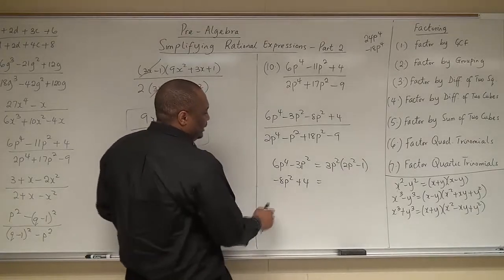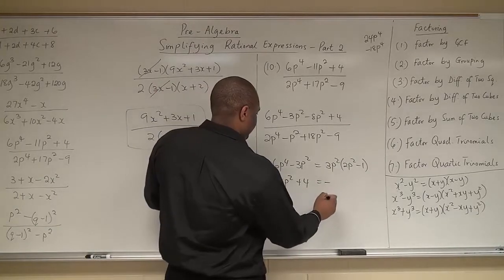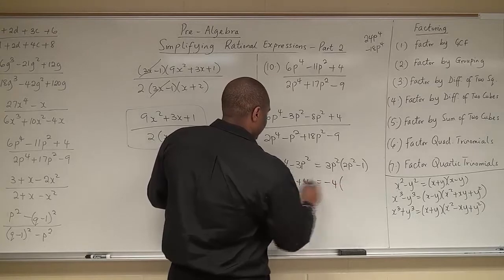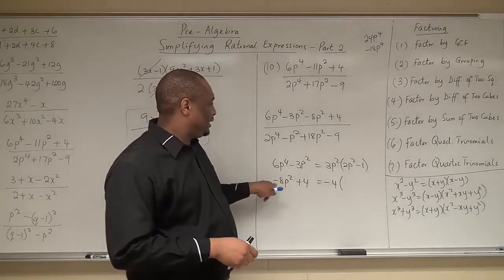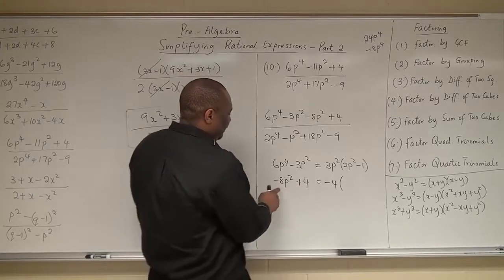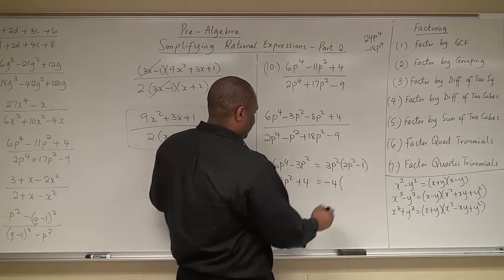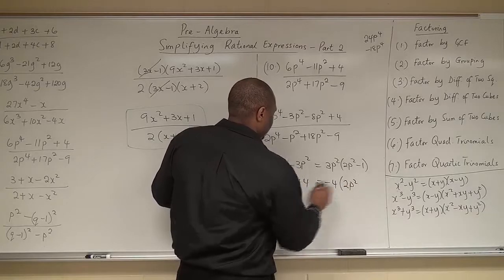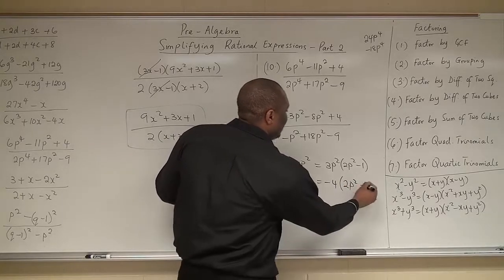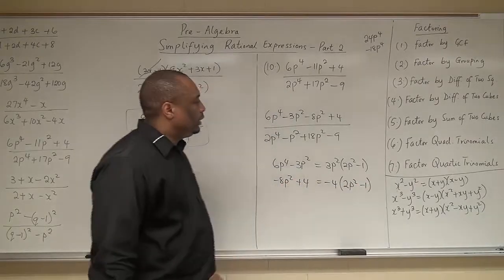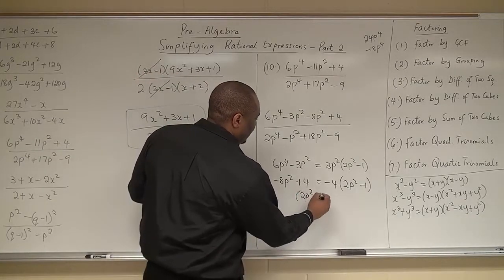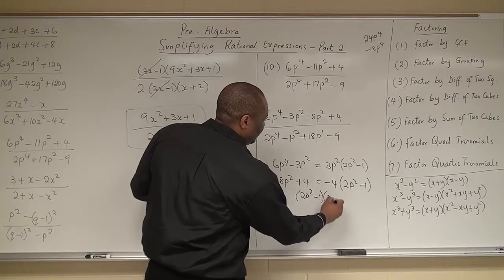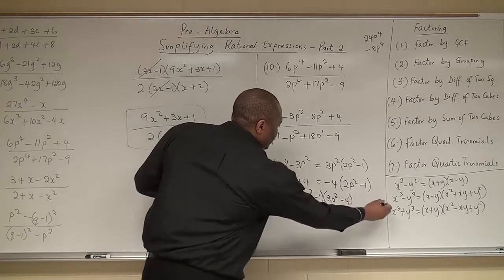Okay? And then this one is -4, because you have to factor out the negative. It has the leading negative, so you factor out the negative. -8p^2 divided by -4 is 2p^2. Plus 4 divided by -4 is -1. Okay? So what we got now? We have (2p^2 - 1)(3p^2 - 4).